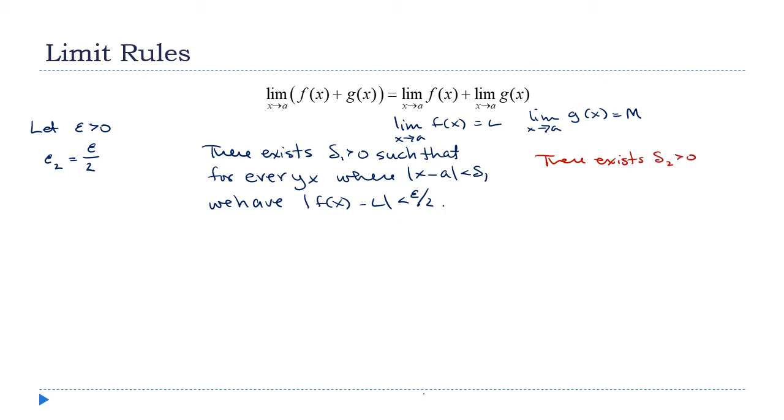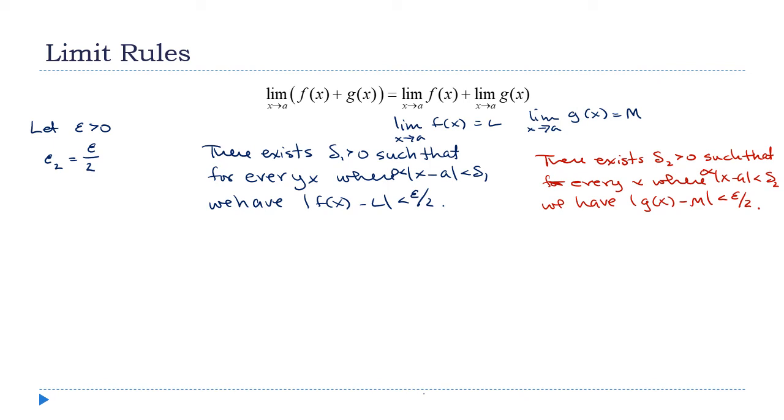You've got to be a little careful because the deltas may be different since the functions are different. There exists a delta greater than 0, delta 2, such that for every x where the absolute value of x minus a is less than delta 2, we have the absolute value of g of x minus m is less than epsilon over 2. I'm getting a little sloppy with my definition here. It should be 0 less than, and over here it should be 0 less than as well.